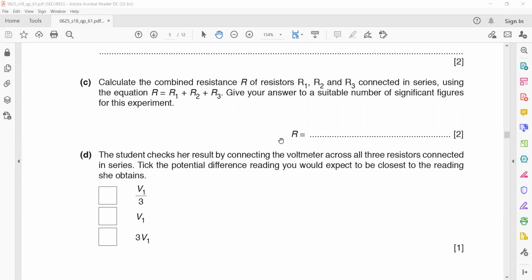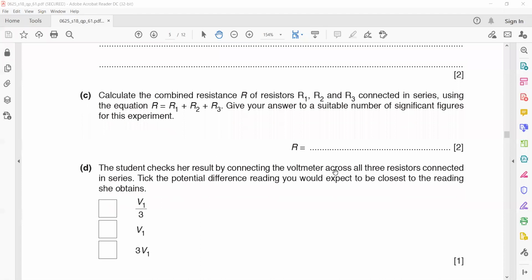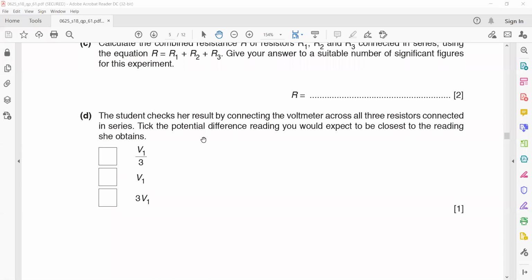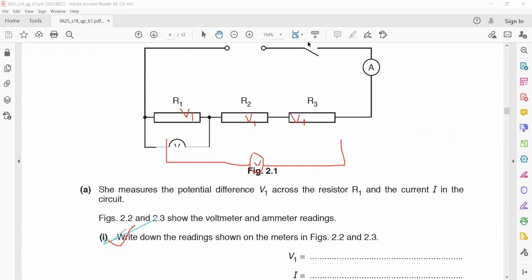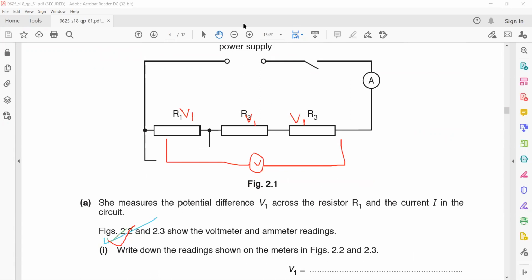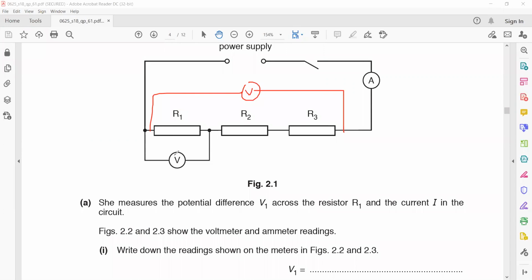In the question, they mention a student checks her result by connecting a voltmeter across all three resistors in series. Which potential difference reading do you expect to be closest to the reading she obtained? So when she connects a voltmeter across the three combination, the reading across each was V1 because all have the same resistance. So what will the voltmeter across all three read? It will record 3 times V1. Like if this was 2 volts, here also 2 volts, here also 2 volts, the voltmeter will record 6 volts.